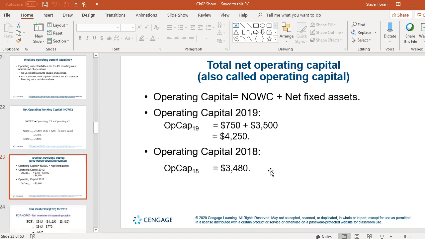Okay, so then we have total net operating capital, also called operating capital. Operating capital is my net operating working capital plus my net fixed assets. And net fixed assets is my gross fixed assets minus depreciation taken.